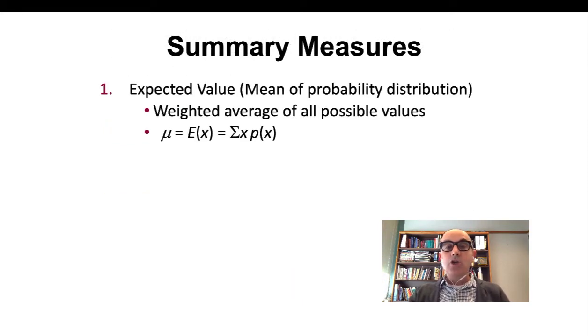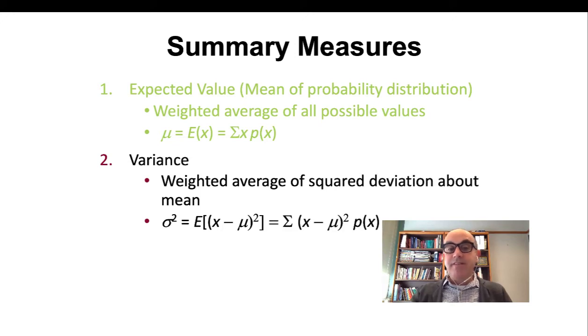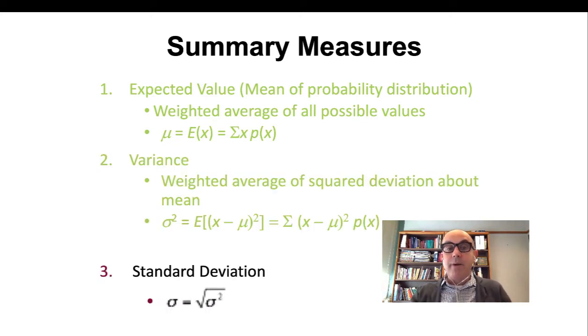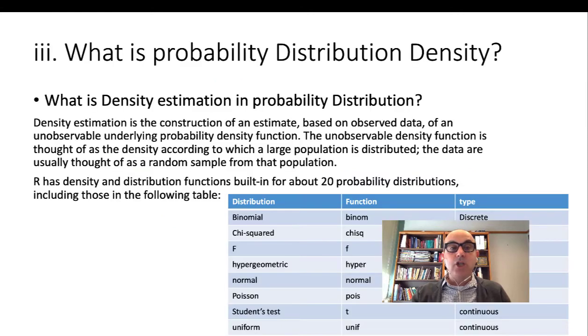And the visual display of it in this case is how we apply the formula in order for us to do that. So again, the summary: the expected value, the mean of the probability, the weighted average of all possible values, and the formula that we apply to it. The variance, again, is the weighted average of the squared deviation about the mean, in order for us to apply that, and the standard deviation.